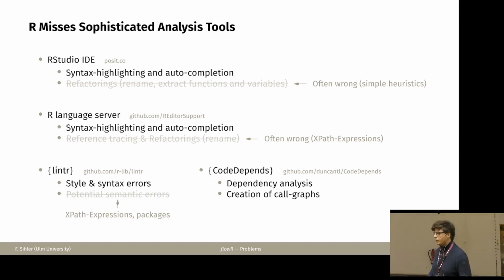And similarly, linter, which uses roughly the same XPath expressions, and the codepends package, which again relies on heuristics and only works on the top level. So all in all, the existing tool infrastructure is unable to help you with all of the problems that we've just mentioned. So we sum that up here, and I speed it up for time reasons.